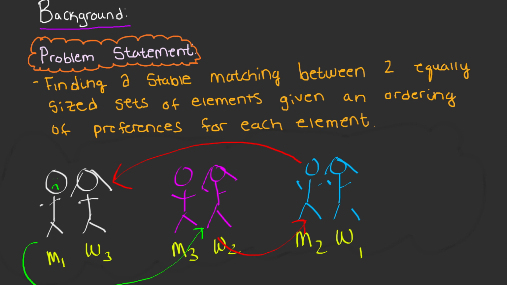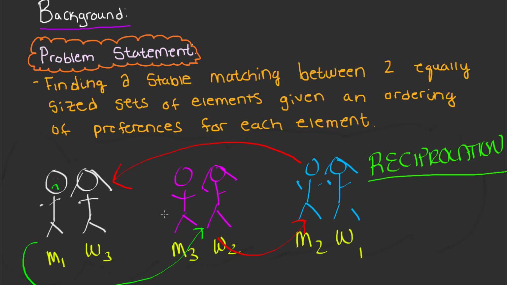So in order for instability to occur, we would need the idea of reciprocation, in which the two elements prefer each other over their current partners. So as long as that never happens, as long as there is never reciprocation for likeness of two members of the opposite sex over their current situation, then we have a stable marriage or a stable match. And that's a little background problem statement for the problem at hand.